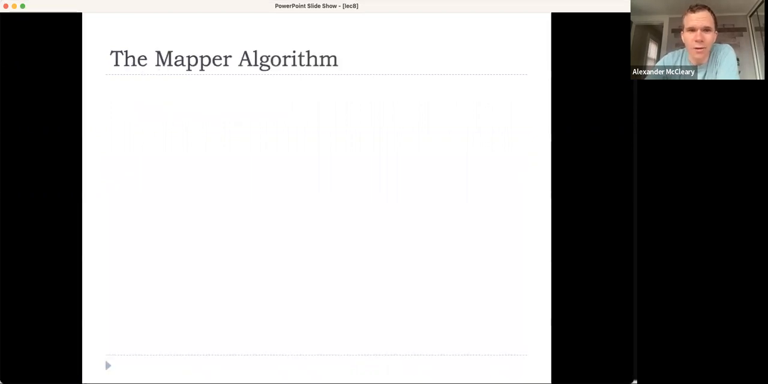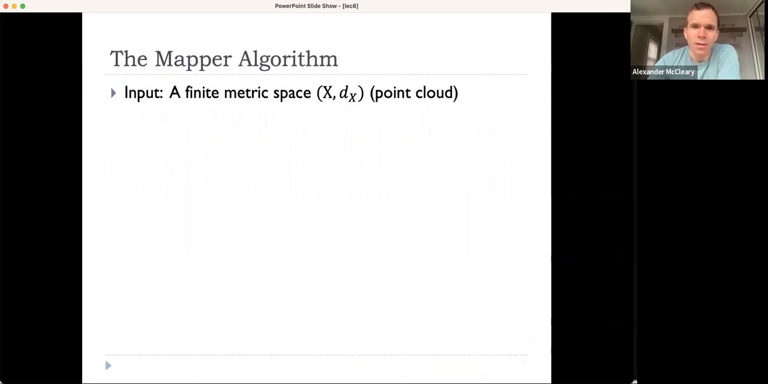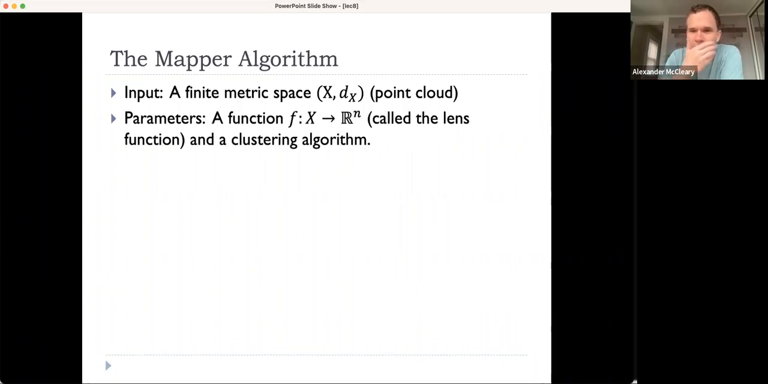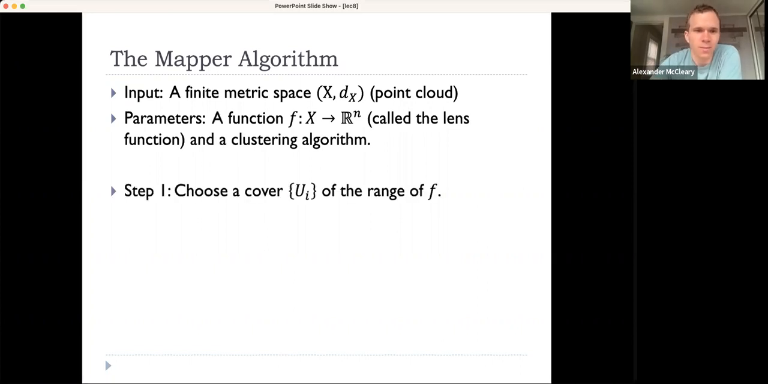So let's go over the algorithm here. The input for Mapper is just going to be a finite metric space or a point cloud. We need two parameters. One is a function. This is usually called the lens function or a filter function. And the other parameter we need is a clustering algorithm to use. Okay, so now we can start the algorithm. The first step of the algorithm is we're going to choose a cover of the range of this lens function here.